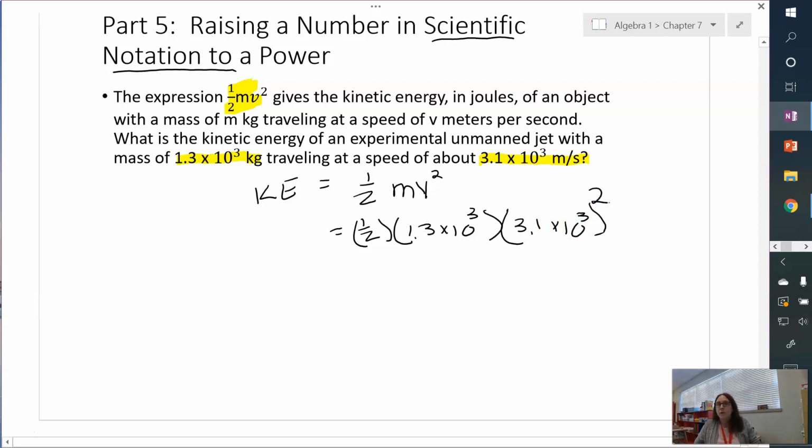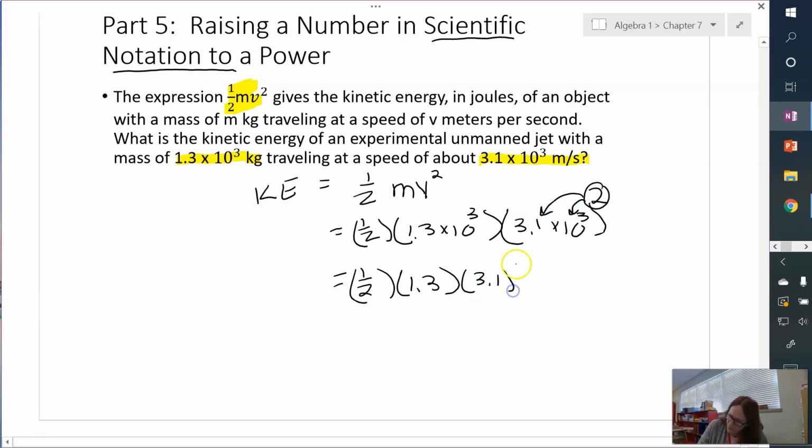Okay. Now we're going to use our rules of exponents to solve this. So I've got 1/2, and I have times 1.3, and this 2 gets applied to the 3.1 and the 10 to the 3, so I get 3.1 squared. So I've just collected all my numbers up front. Now I'm going to work on the exponents. I have a 10 to the 3 times another 10 to the 3 that's been squared, so multiply those exponents, I get 10 to the 6.